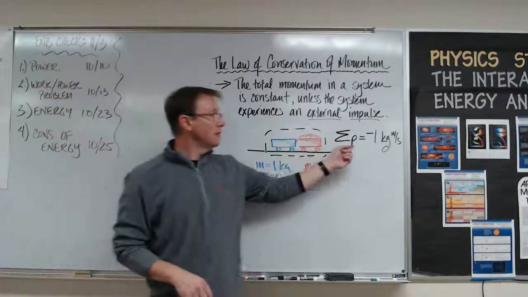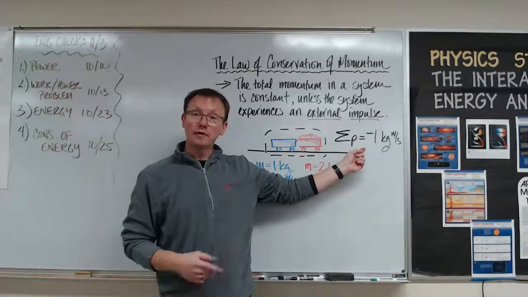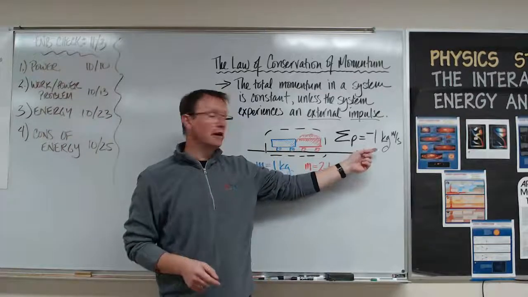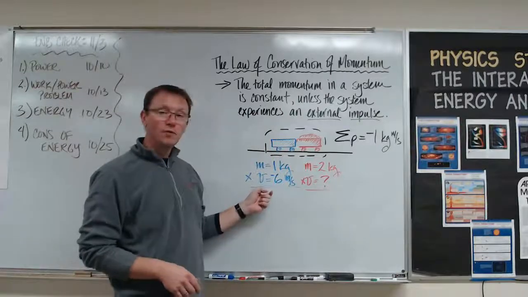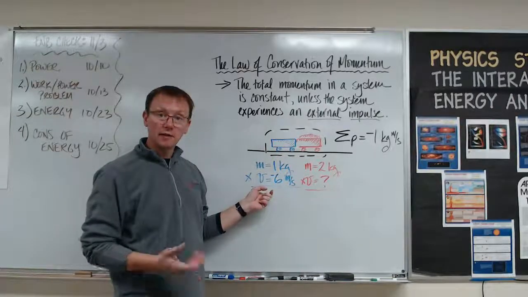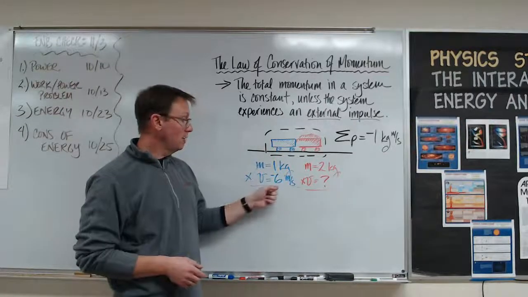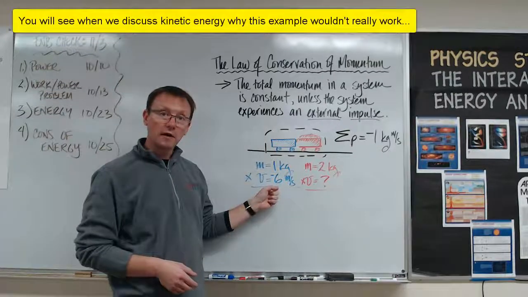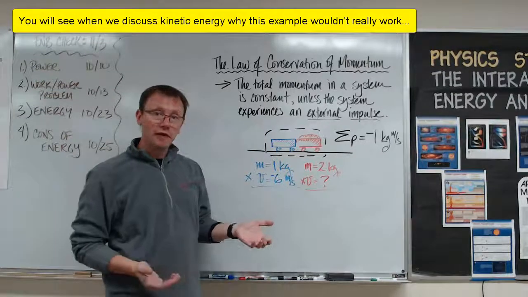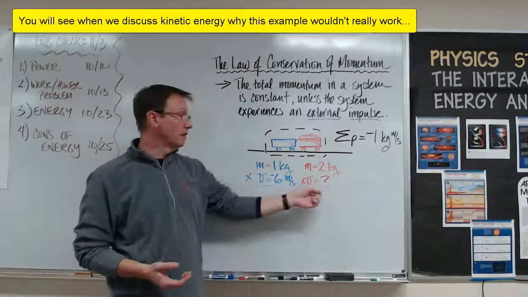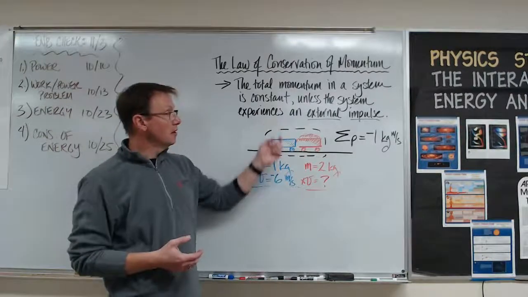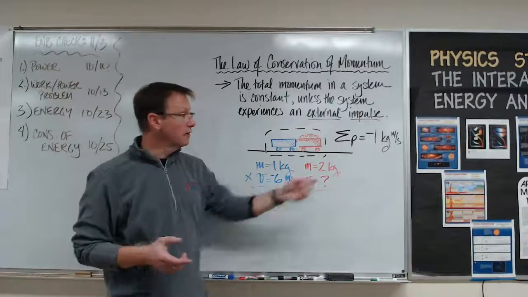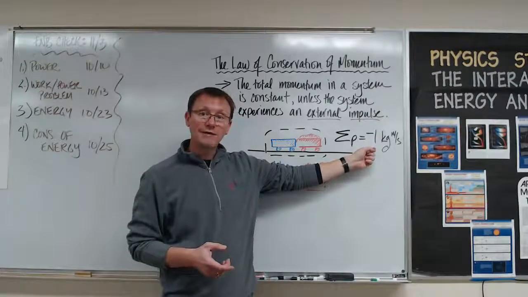So remember that the sum of all of the momenta in the system, inside the system, is -1 kilogram meters per second. So let's imagine that the blue cart we measure to have a new velocity, after the collision, of -6 meters per second. So how can we use that to be able to figure out what the new velocity of the red cart is? Well, the trick is that we use the law of conservation of momentum so that this number is never going to change inside the system.